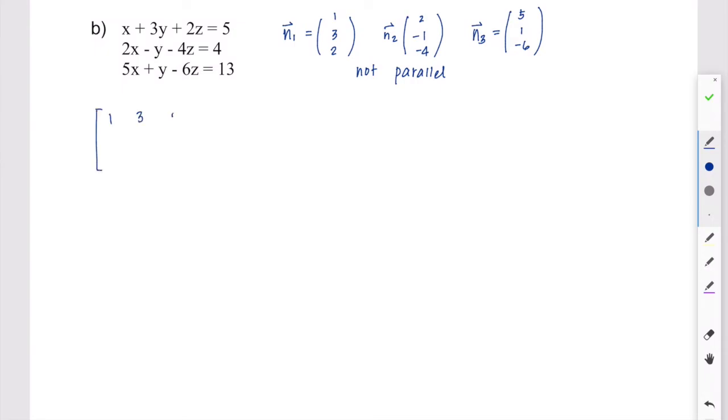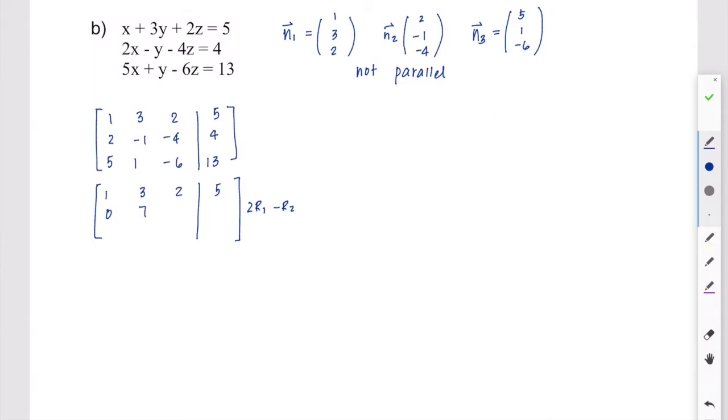1, 3, 2, 5; 2, -1, -4, 4; 5, 1, -6, 13. Notice how the first two lines, or first two planes, are the same as the ones in part A. That can help us speed up our work a little bit, because I know the second step will result in the same line as the last example: 0, 7, 8, and 6. But for the third line, we still have to work that out.